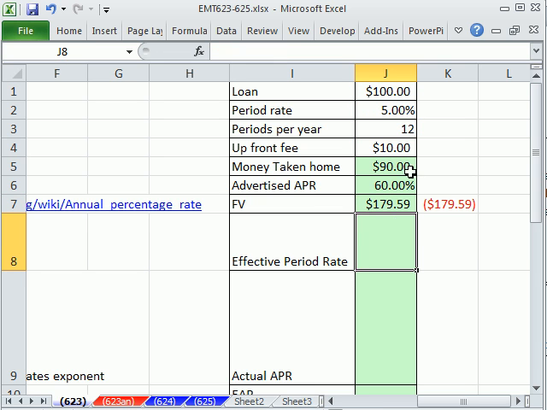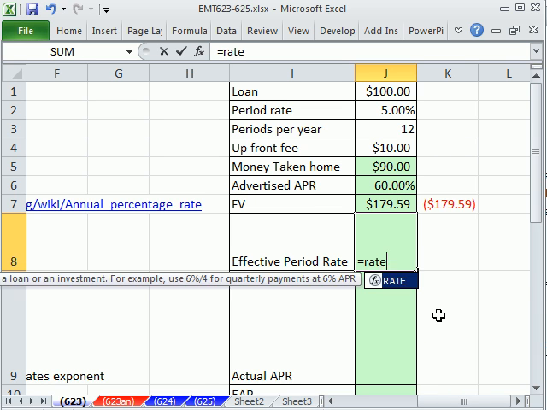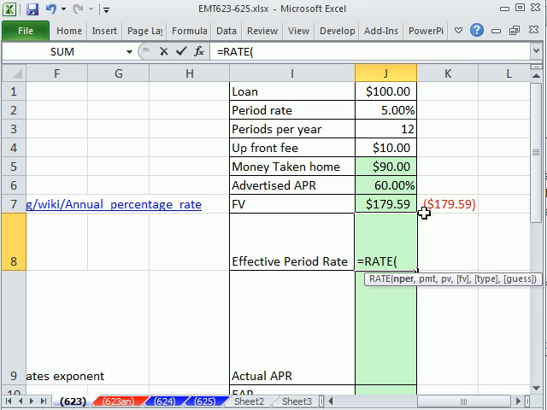Now let's just look at the effective period rate, because it's not really 5%. Of the $100, we only got to use 90 of it. So from a cash flow perspective, that's the number we use in our analysis. For the effective period rate, we can use the rate function. The rate function gives us a rate. Now, we've got to be careful. All the units in financial functions have to be the same.